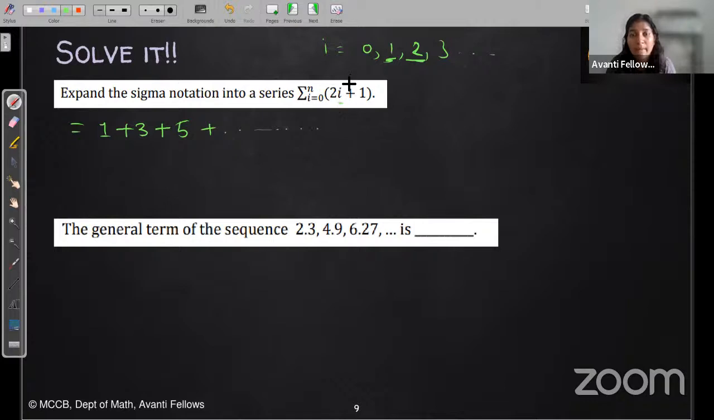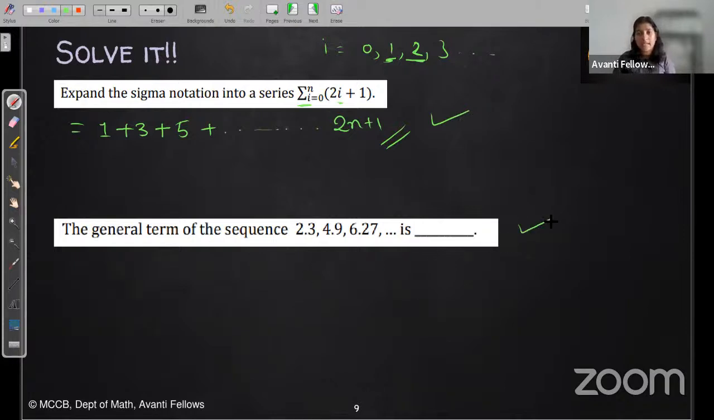So when you replace i by n, what will you get? You will get 2n plus 1, right? Yes. So this is the expanded form of our series, okay? So is it clear to you? Any doubt in this?